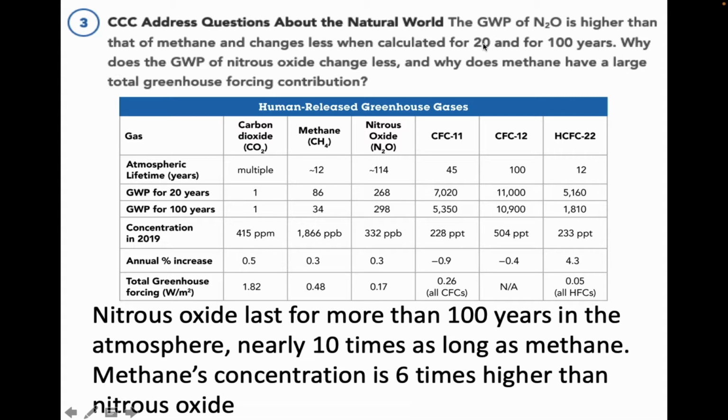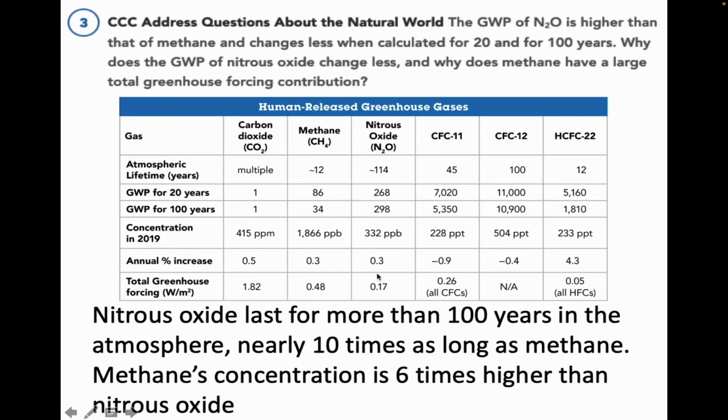Number three actually asks: the GWP of nitrous oxide is higher than methane, and it changes less over 20 years and 100 years. Why does the GWP of nitrous oxide change less, and why does methane have a large total greenhouse forcing contribution?